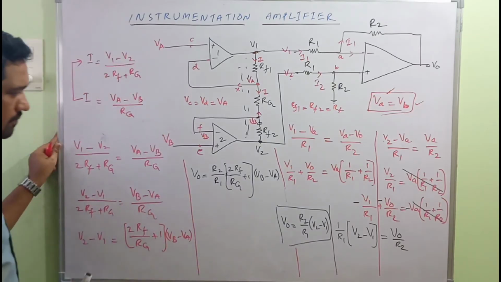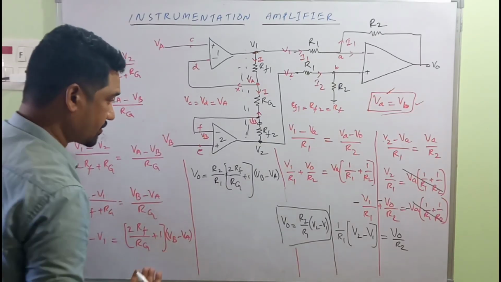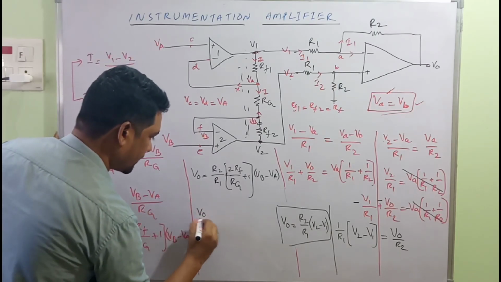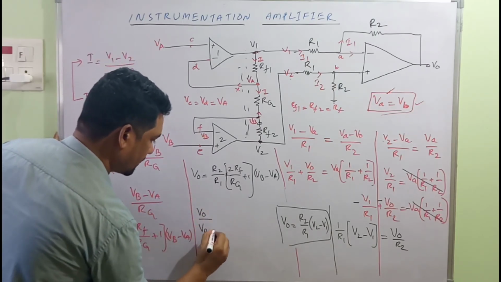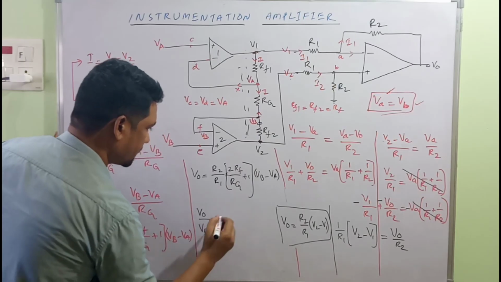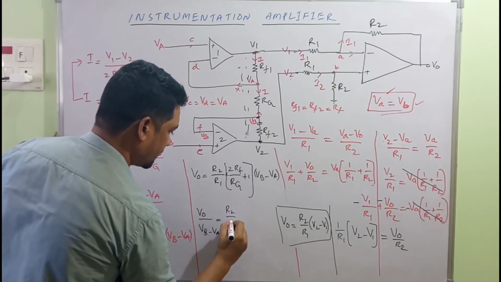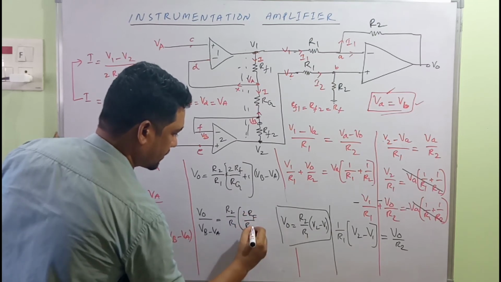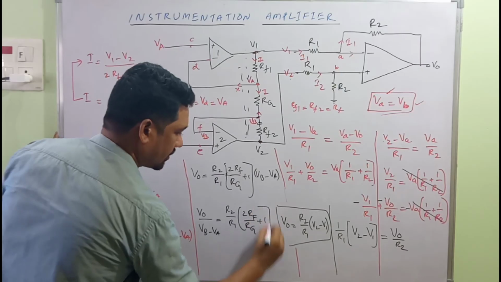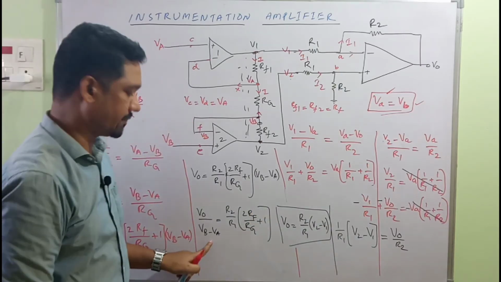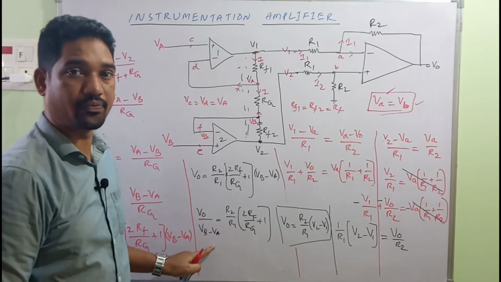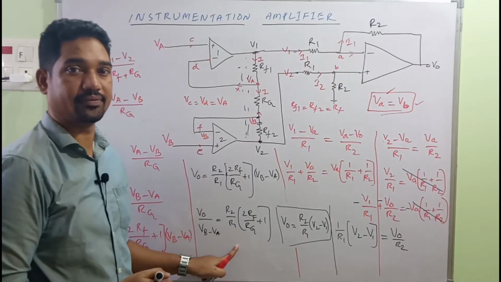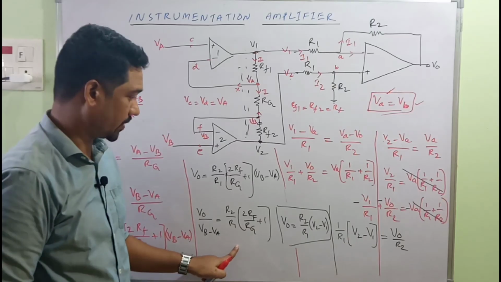An even more meaningful expression, the voltage gain. These are the inputs and this is the output. So V0 by VB minus VA is equal to R2 by R1 into twice RF by RG plus 1. The gain V0 by Vin, output voltage by input voltage, is the gain expression of an instrumentation amplifier. Hope you understood this one.